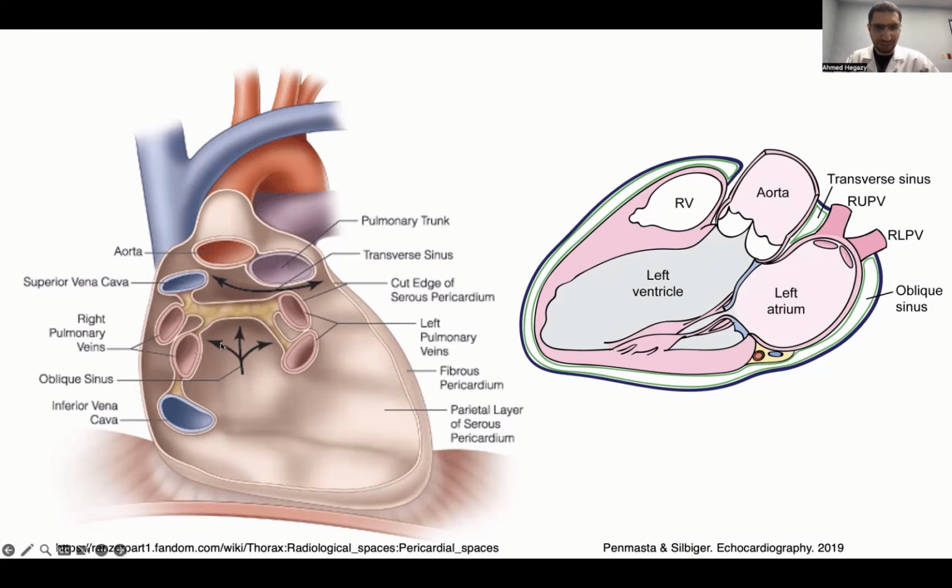And the other sinus that we need to be aware of is called the oblique pericardial sinus. And this is a reflection of the pericardium at the back of the heart, between the insertion points of the pulmonary veins into the left atrium.